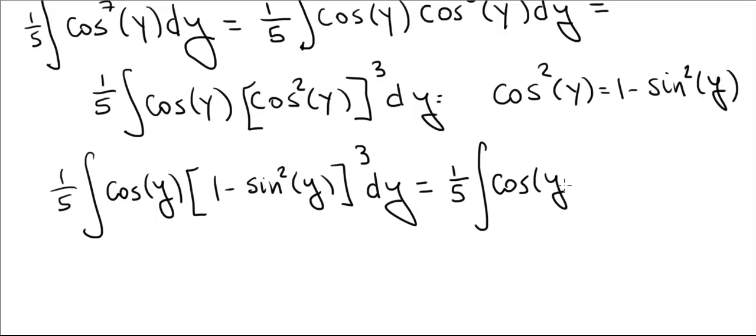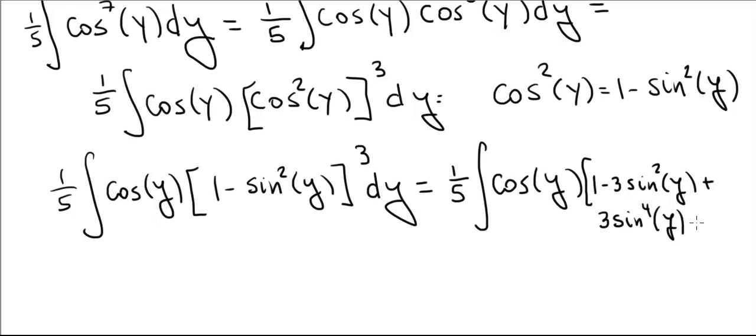So 1/5 times the integral of cosine of y, and then 1 minus sine squared y cubed is going to be 1 minus 3 sine squared of y plus 3 sine to the 4th of y minus sine to the 6th of y, and dy. So let me rewrite the integral that we have left.